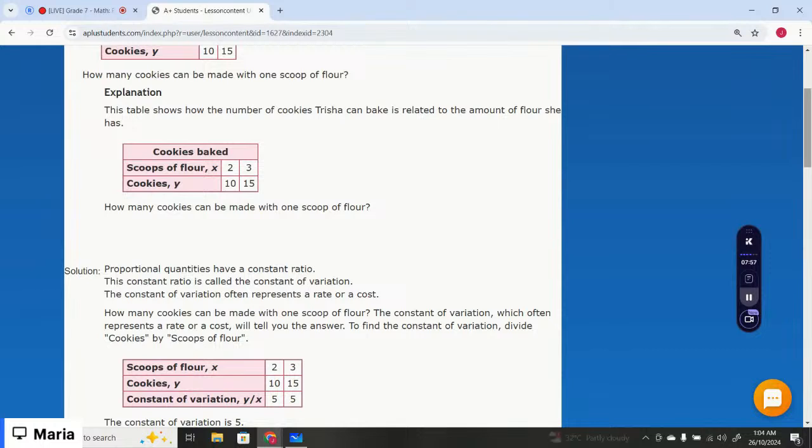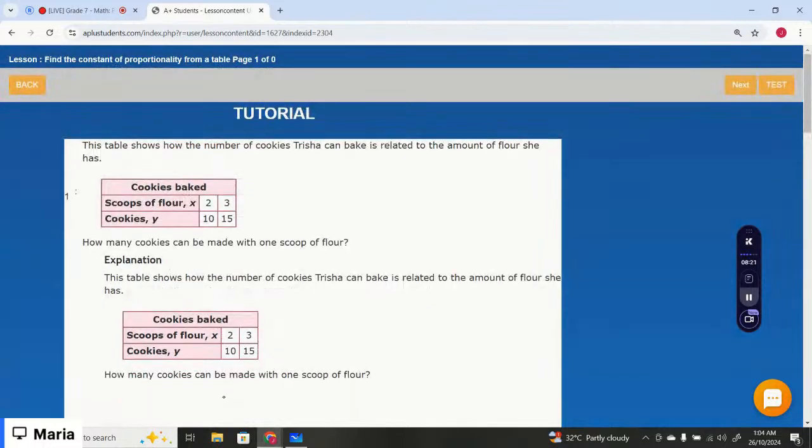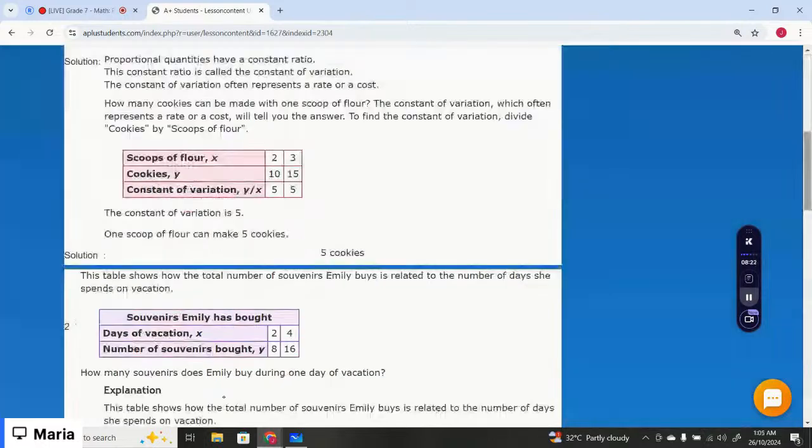You need to find how many cookies can be made using 1 scoop of flour, right? So proportional quantities have a constant ratio, right? The constant ratio is called the constant of variation. The constant of variation often represents a rate or a cost. So how do you find the constant of variation? You need to divide cookies by scoops of flour. You have to do y over x to find the constant of variation.